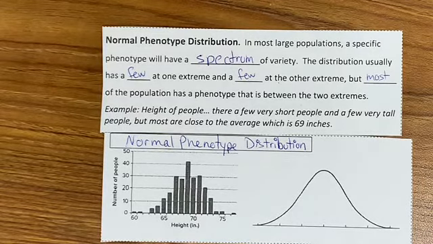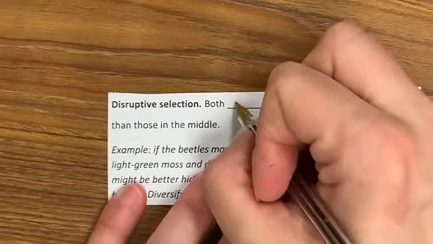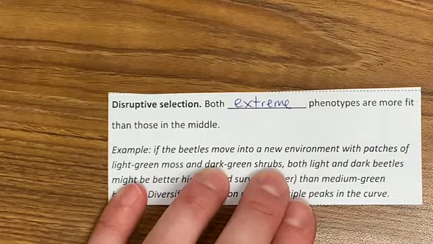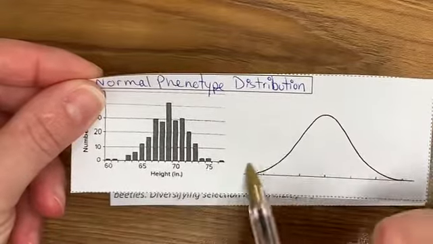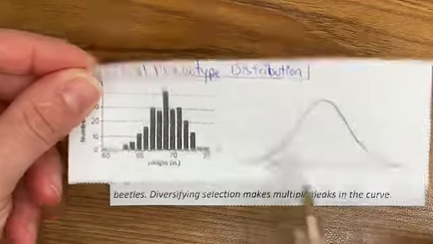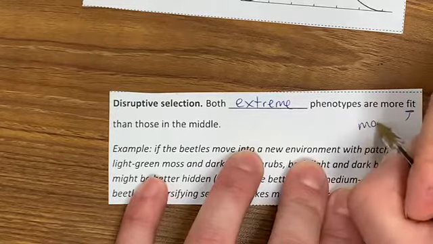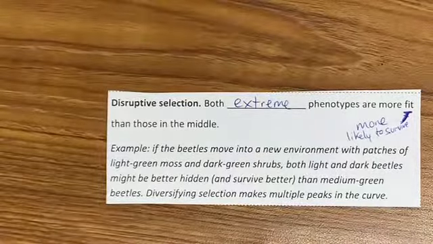changes, okay? How populations can change due to some sort of change in their environment. In a disruptive selection, both extreme phenotypes are more fit than those in the middle. So when we're looking at a normal distribution, the extremes, these ends over here, these are the good traits now, because they're more fit. Remember, that means more likely to survive. The extreme phenotypes are the ones that are more likely to survive.